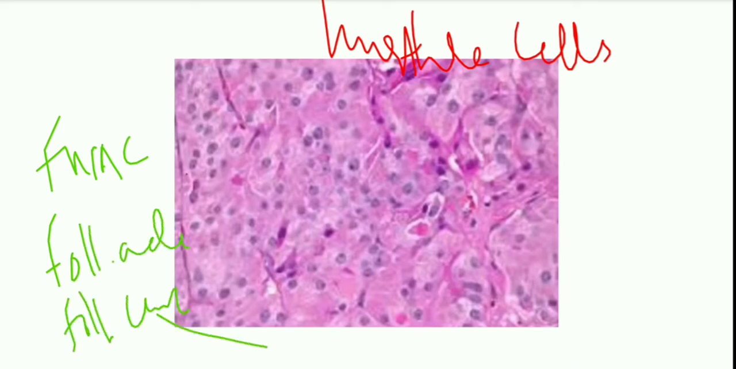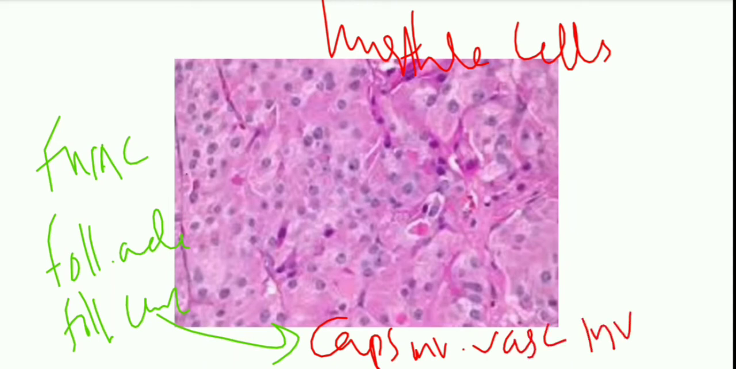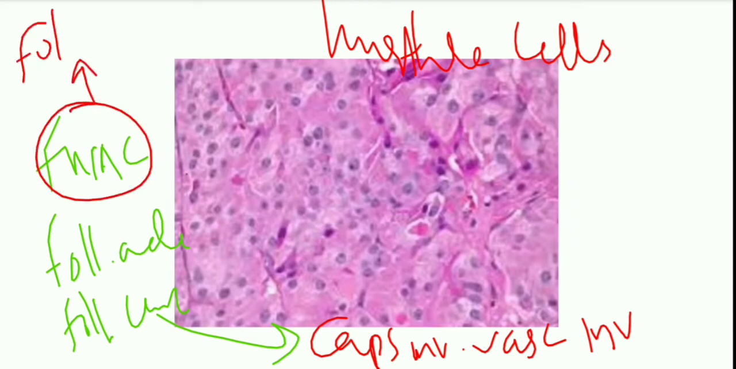So for follicular carcinoma, what are the criteria? There should be capsular invasion and vascular invasion. Then you can say it is follicular carcinoma. By FNAC, you can just say that it is a follicular neoplasm. You cannot say whether it is benign or malignant. For that you have to look at the histology. You have to check whether there is capsular invasion or vascular invasion.